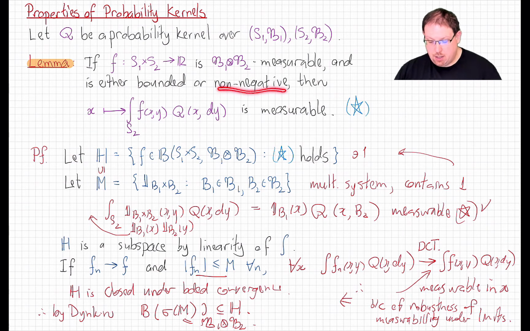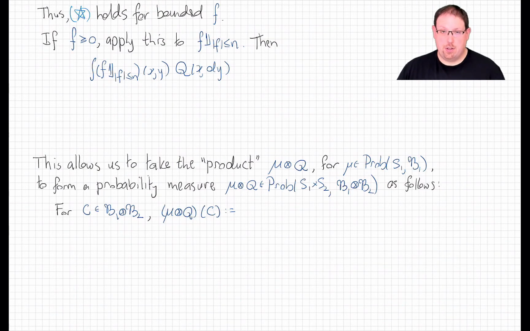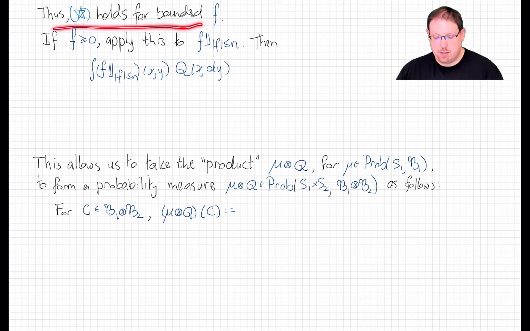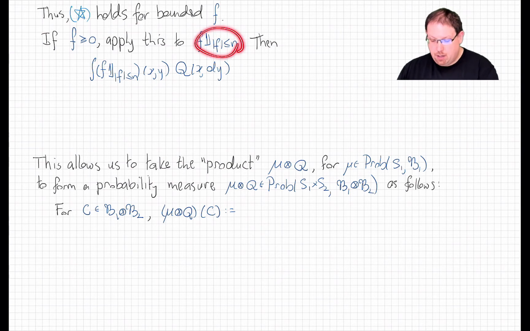Now we need to talk about non-negative, not necessarily bounded functions. That's just going to require a cutoff approximation argument. If f is a non-negative measurable function, then we can apply what we just proved about measurability holding for bounded functions to the cutoff f times the indicator that the absolute value of f is less than or equal to n for any integer n.